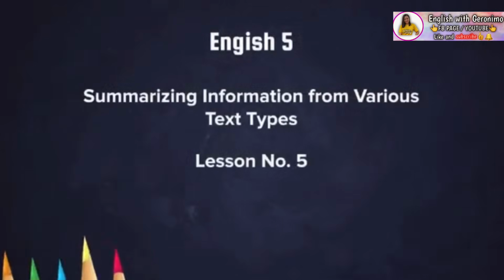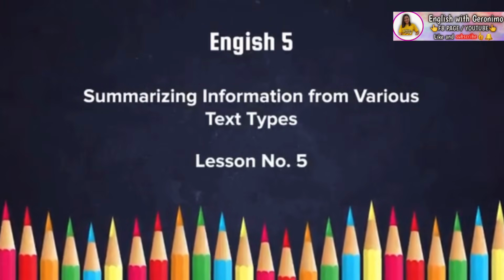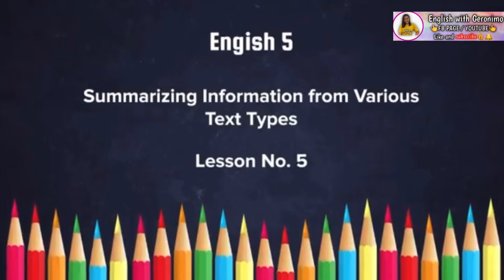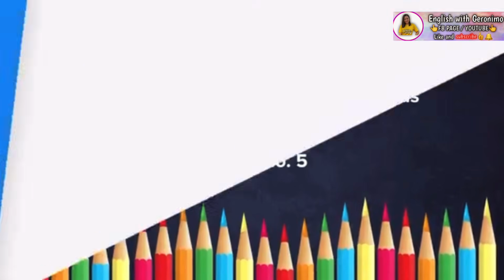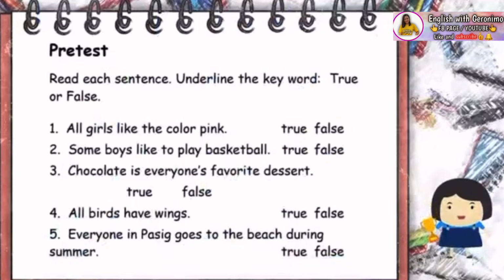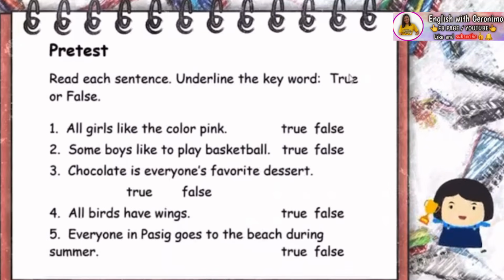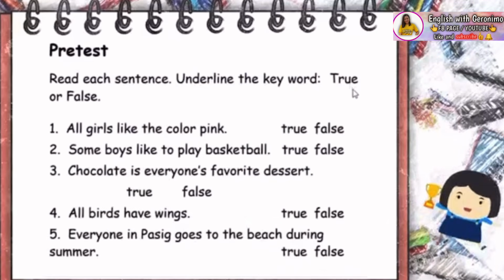We are in the third quarter of our set of lessons, and I hope everybody will delight in learning today with lesson number 5, summarizing information from various text types. For a start, do the following exercise. You can pause this video if you will need more time. Press play again when you're finished with the activity and when you're ready to proceed with the next lesson.